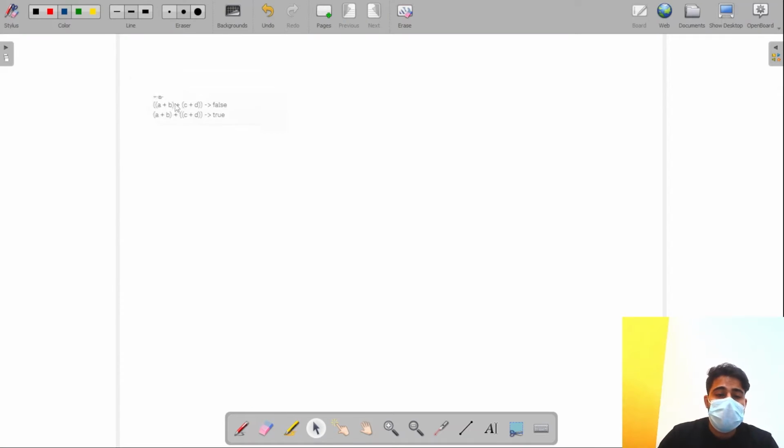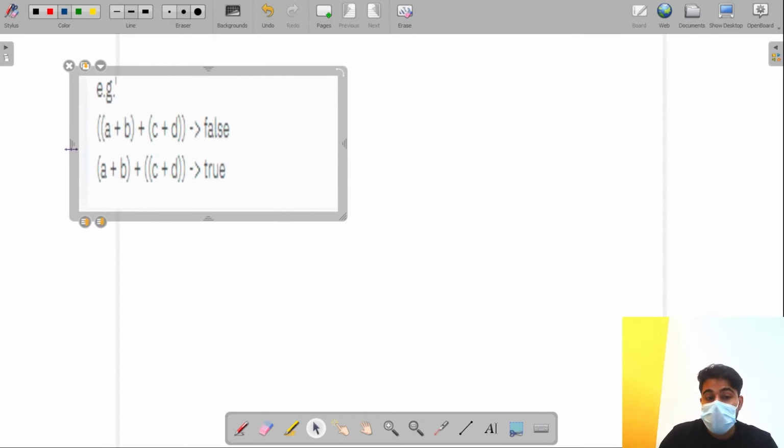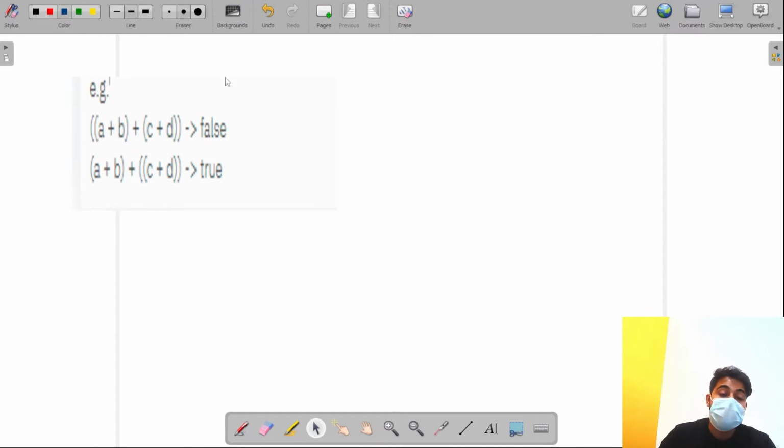In this question, we can see that we are provided with some expressions, and based on those expressions, we need to print something: false and true. So definitely we need to deal with some conditions. And what are those conditions? Let's think about this. Here the first expression is false and the second expression is true.